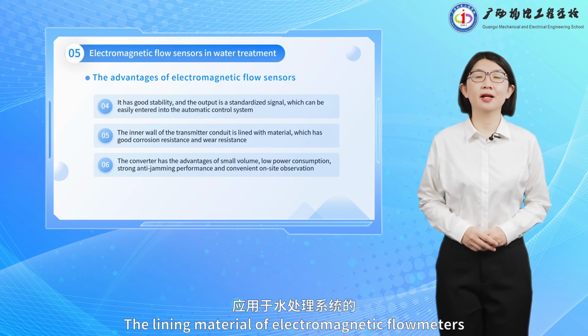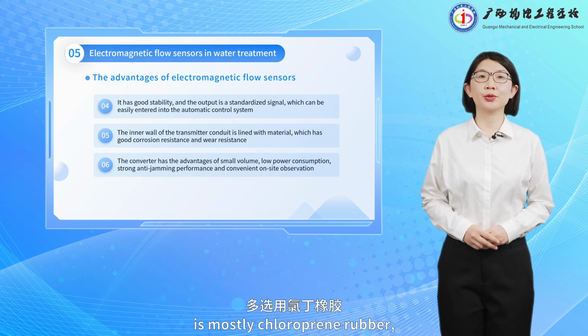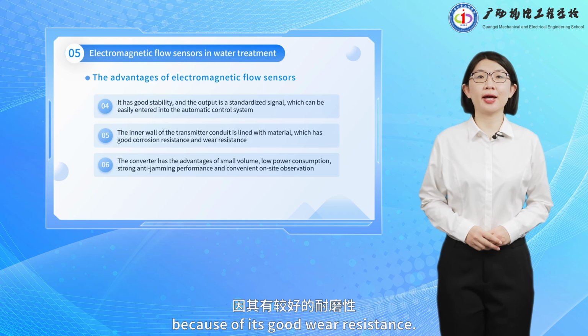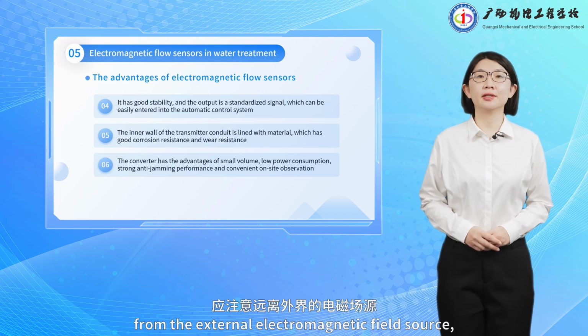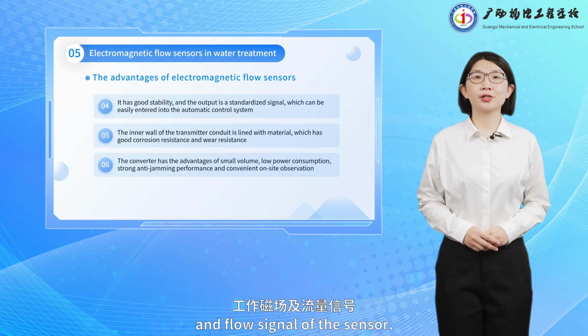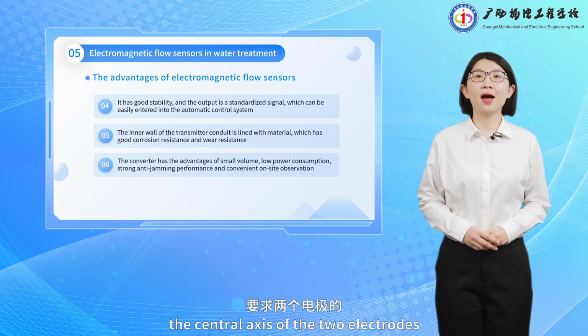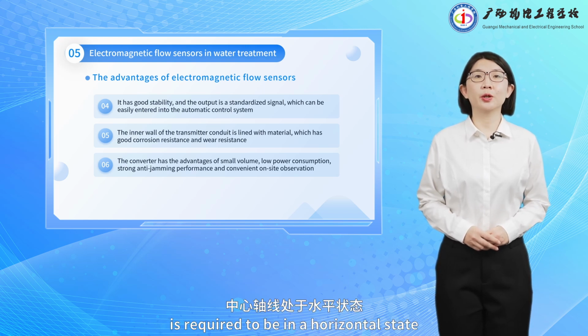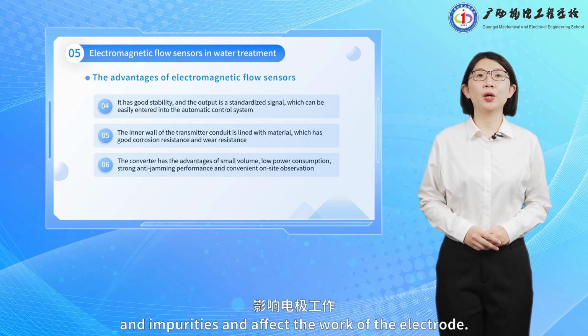The lining material of electromagnetic flow meters used in water treatment systems is mostly chloroprene rubber, because of its good wear resistance. When installing, pay attention to stay away from the external electromagnetic field source so as not to affect the working magnetic field and flow signal of the sensor. When the sensor is installed horizontally, the central axis of the two electrodes is required to be in a horizontal state to prevent the deposition of particles and impurities and affect the work of the electrode.